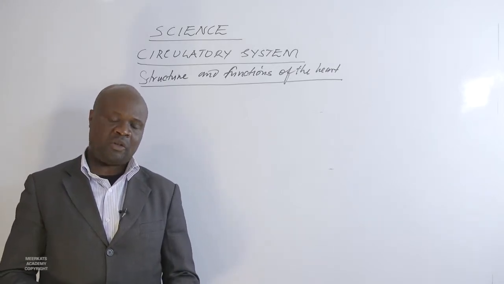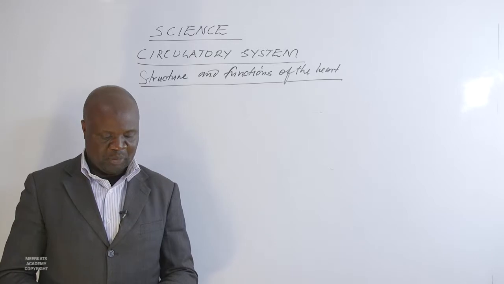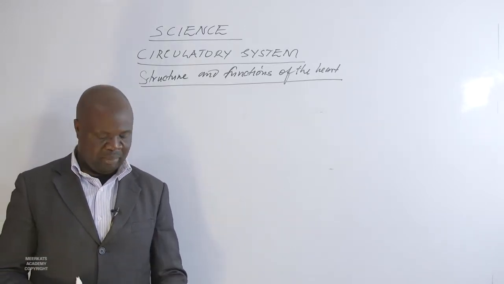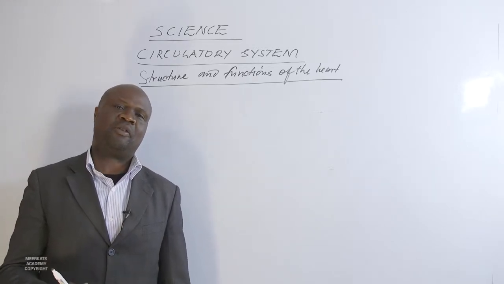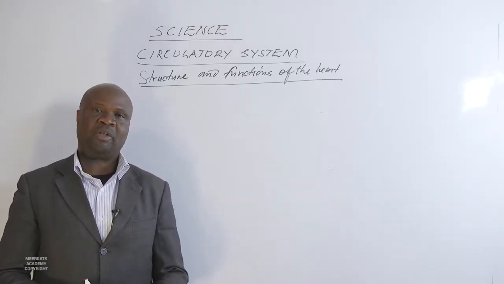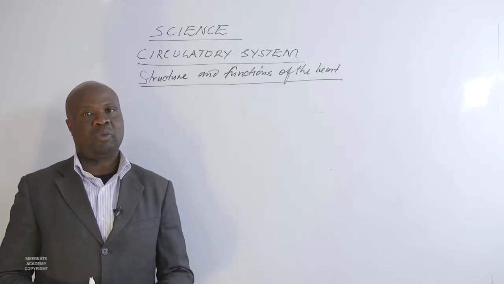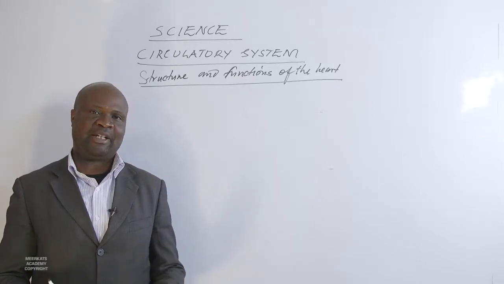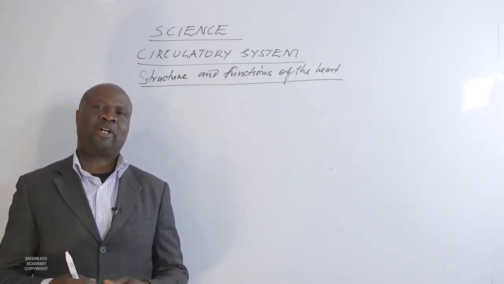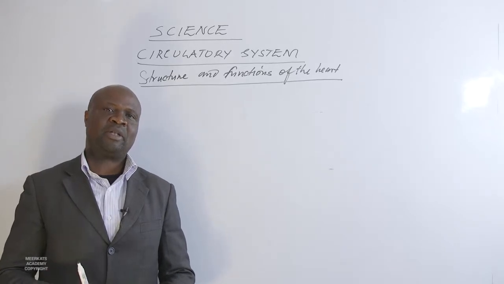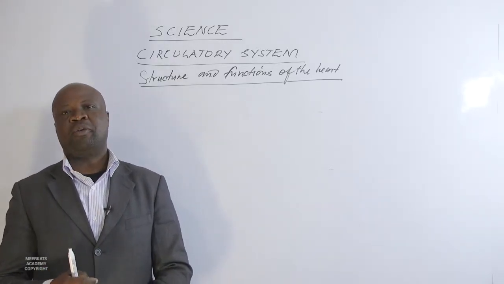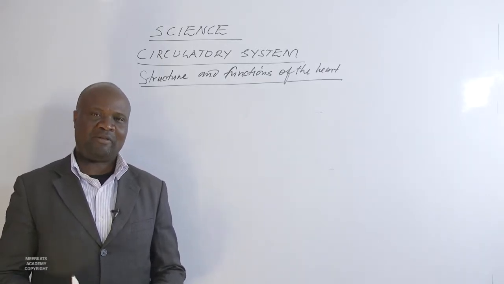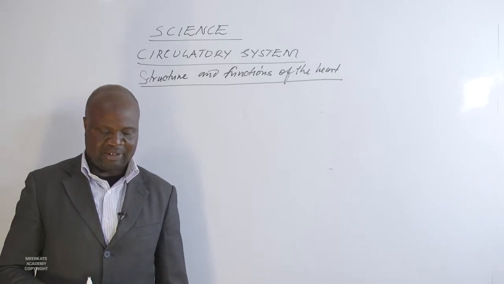When we talked of the circulatory system, we said that the circulatory system in human beings consists of the following. We named the blood, we also named blood vessels, and we also said the heart. We said whenever we are talking about the circulatory system in human beings, we are going to discuss the blood, the blood vessels, and the heart.